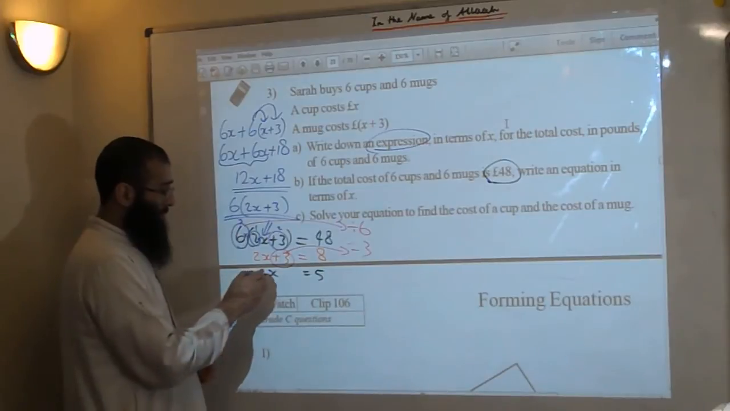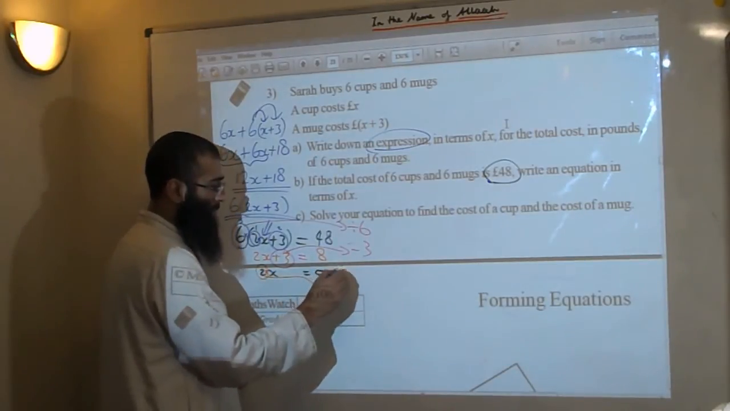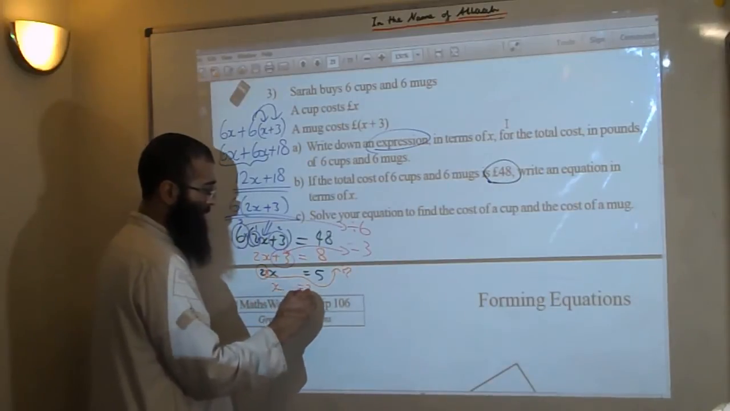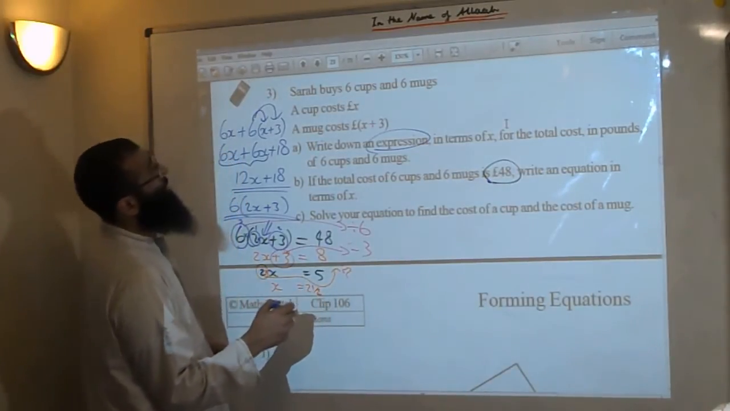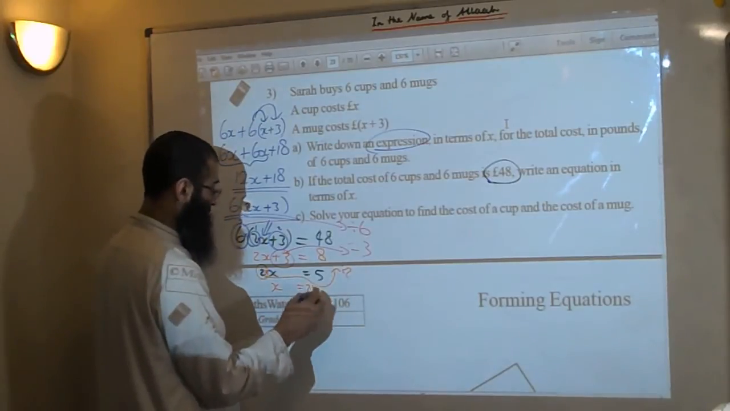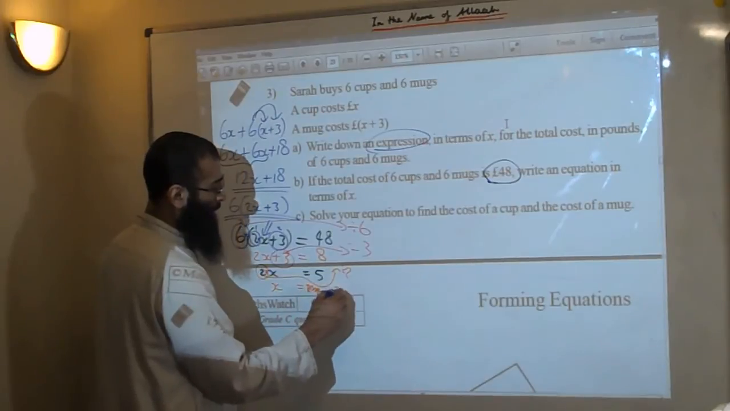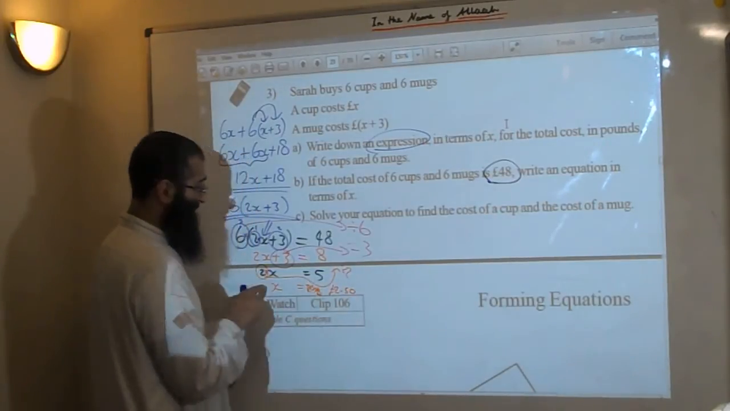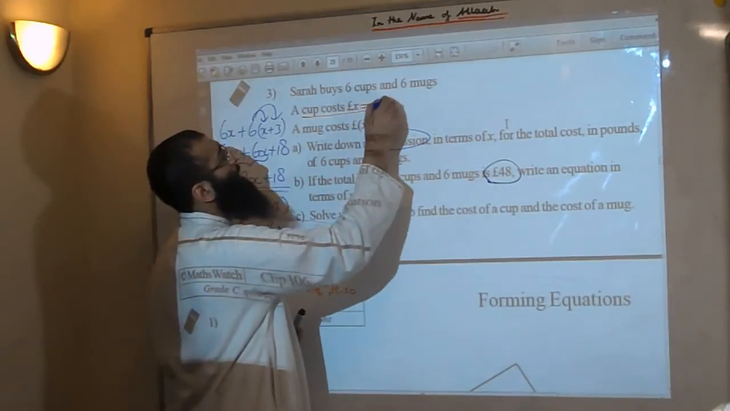And then the opposite of times by 2 is the last thing to move. So divided by 2. And so x is equal to 2.5, or 2.5 pounds. Well, in that case, because of the context of money, we'll just write down £2.50. That's x. So that's going to be the cost of a cup.